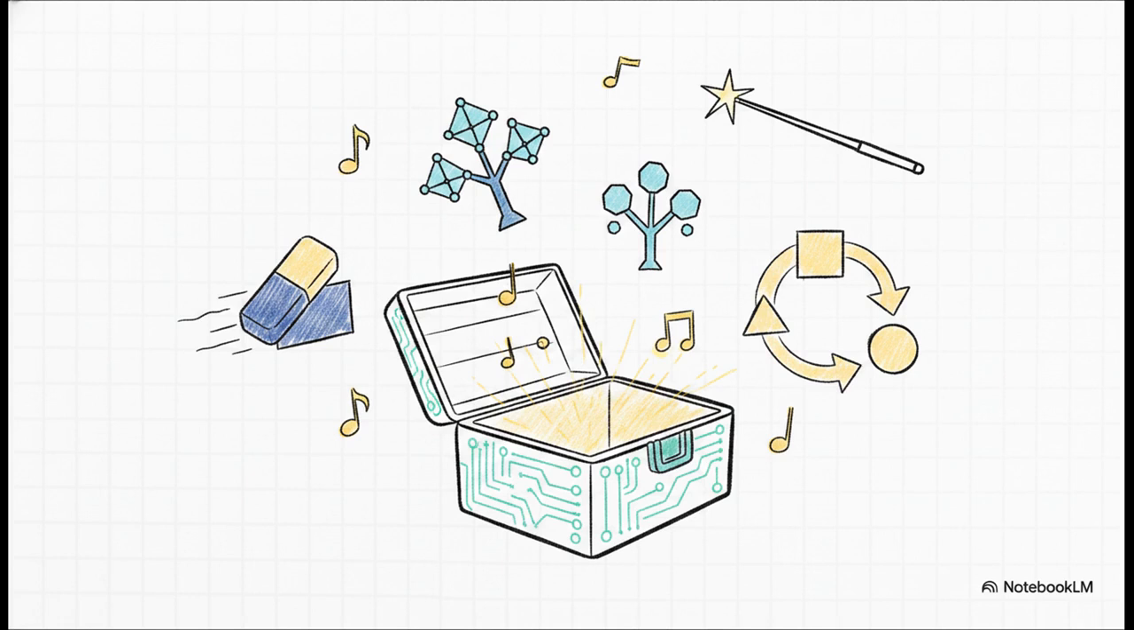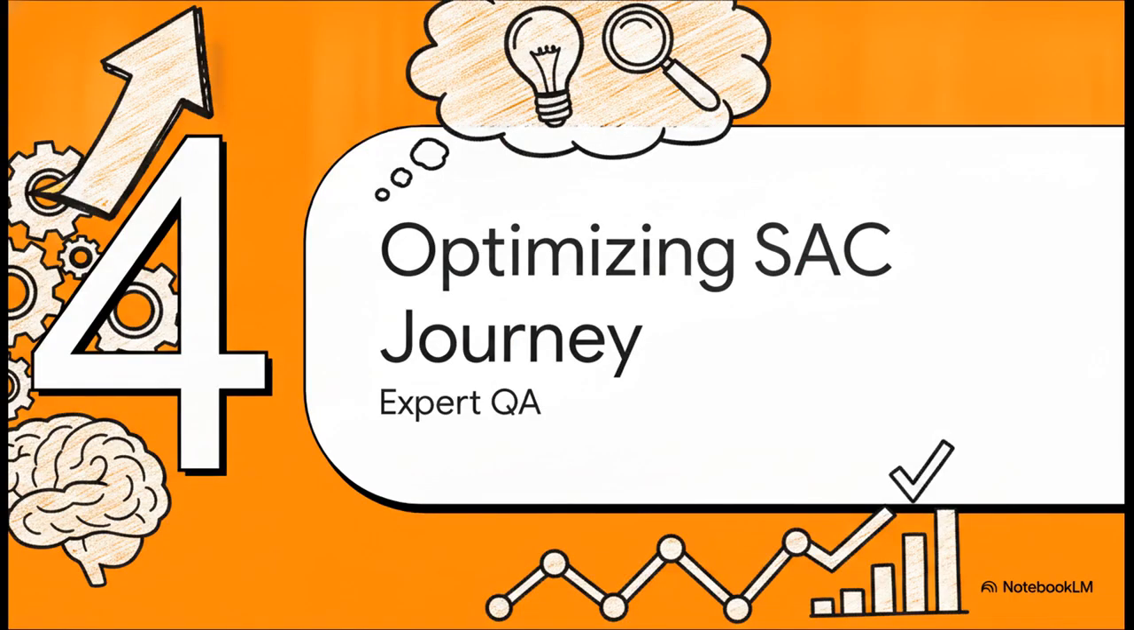And what if you need to run multiple data actions that use totally different models in sequence? Well, you use multi-actions to orchestrate the entire symphony. Which brings us to our final section. Section 4, Optimizing Your SAC Journey, Expert Q&A.